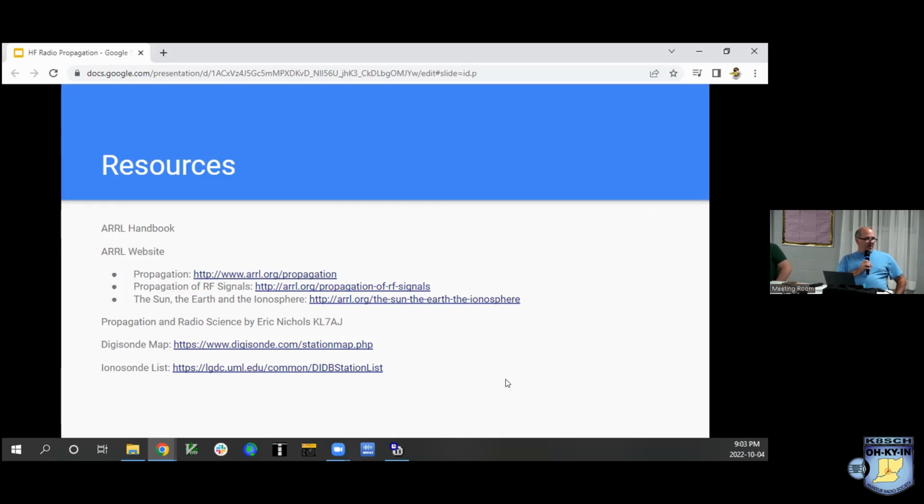I also borrowed heavily from Propagation Radio Science by Eric Nichols, KL7AJ. His book was not so much about propagation per se. I mean, I know it has it in the title. He talked a lot more about the science behind it. He gets right into why does ionization occur? What does ionization really mean? What is mean electron density? How do these things get pulled off of there? He goes into some real deep stuff, some equations and things of that nature. So it was a fascinating read with a lot of details. I mean, I started glazing over at the math. It was unbelievable. And then there's also the Digisonde map, which I showed. And then there's also a list of them, and I think the list actually has more of them.